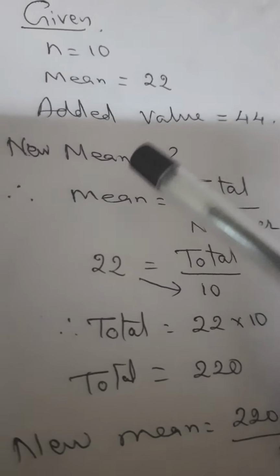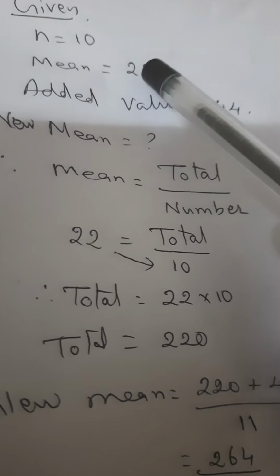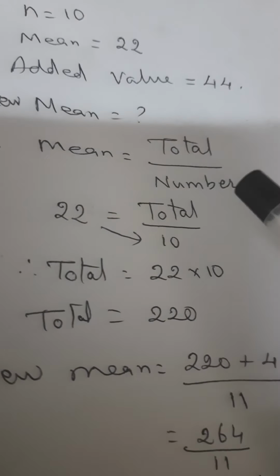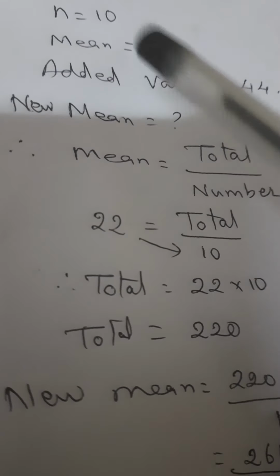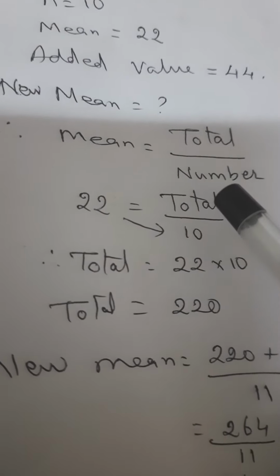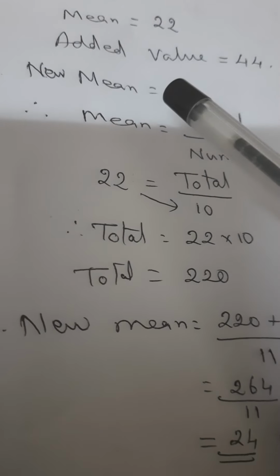First, we know that the mean formula is total by number. Here, given the mean value is 22, that is equal to total, which we don't know, by the number of data, which is 10. Then cross multiplying, we get total is equal to 22 into 10, that is 220. We want to find the new mean.